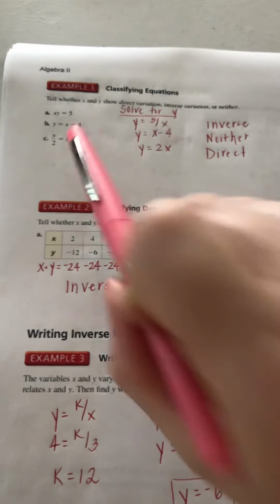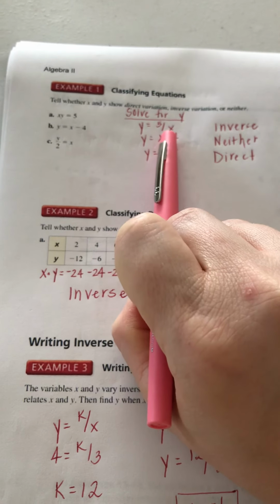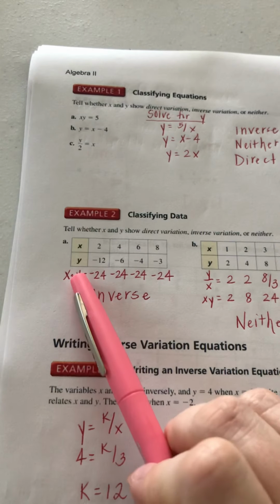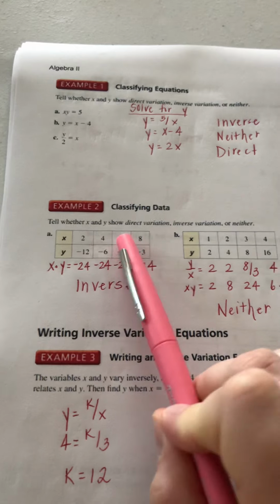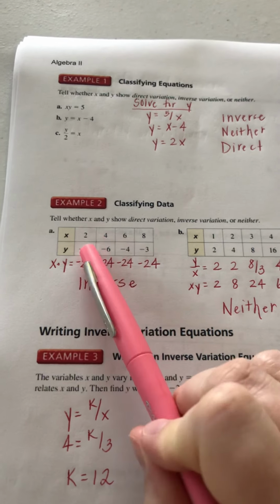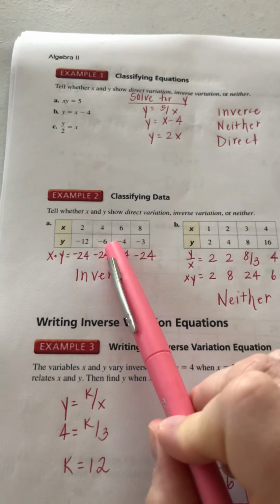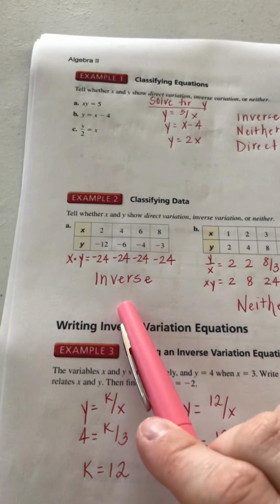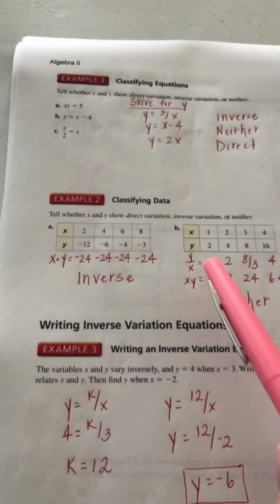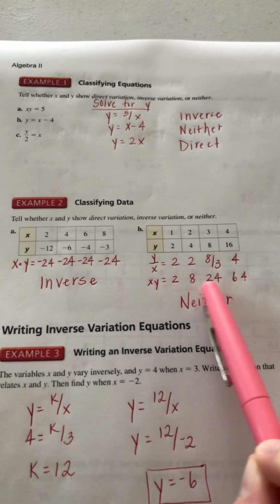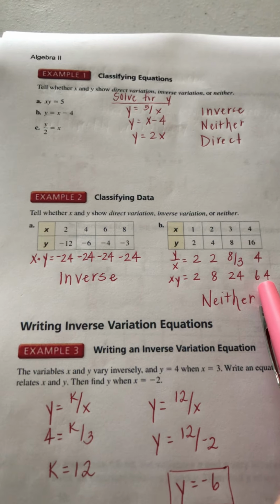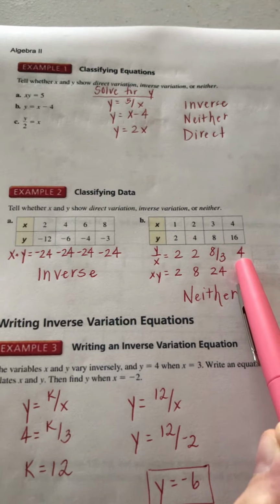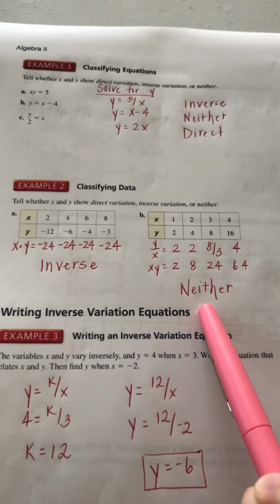Down here, you see x times y turns into x on the bottom, which is inverse. So if I take x and y and multiply each time, I get negative 24 every time I multiply x times y. When you multiply and you get the same number all the way throughout your table, that's called inverse. If I was to multiply here, I don't get inverse because I don't get the same number. So I can try dividing, and if I was to divide them, I don't get the same number either. So that would be an example of neither variation.